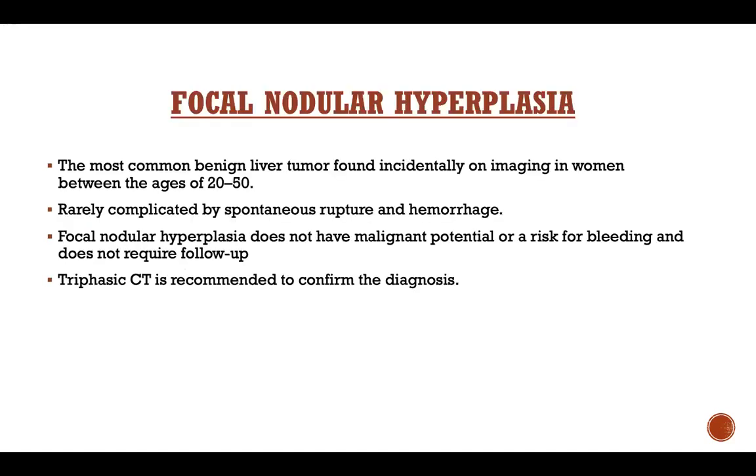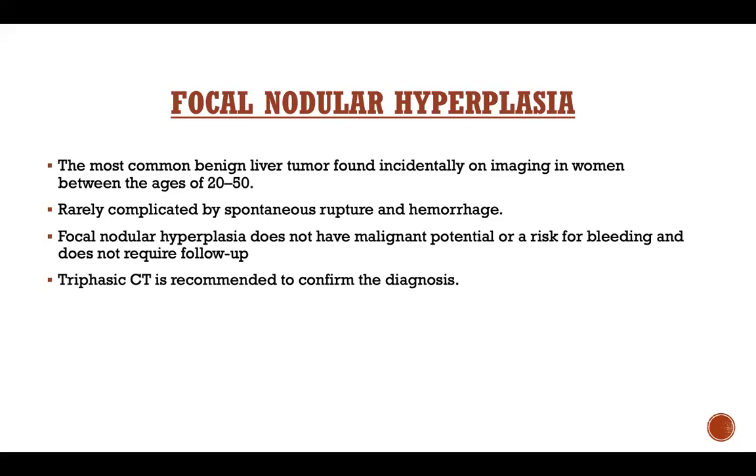The most common benign tumor is focal nodular hyperplasia. This is a benign tumor, always discovered incidentally. It's more common in women between 20 and 50 years old, and rarely complicated by spontaneous rupture or hemorrhage. Focal nodular hyperplasia does not have malignant potential for transformation, or any risk of bleeding. Okay.